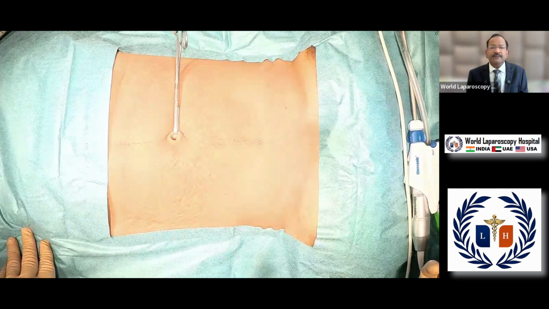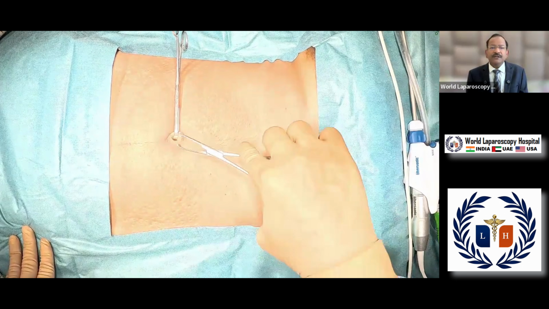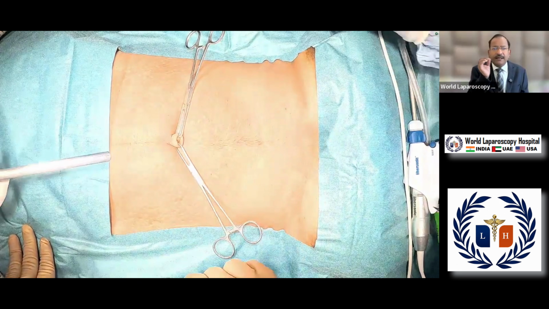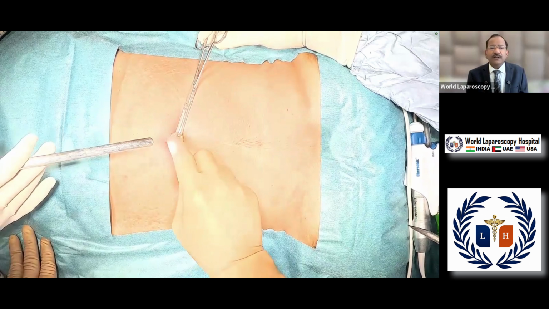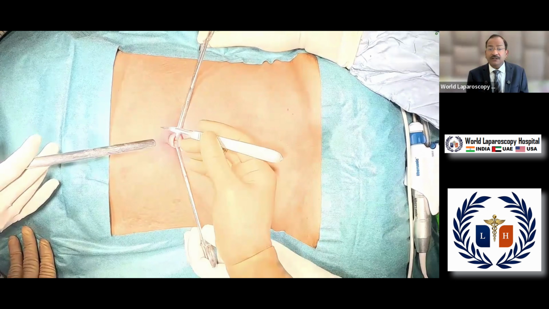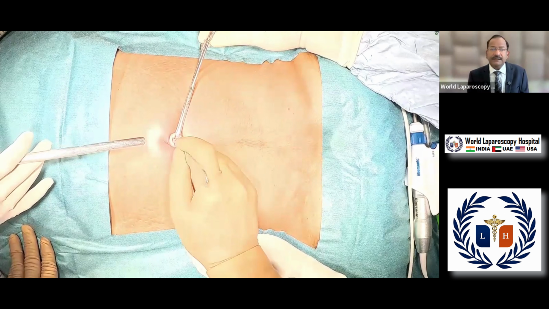This is one Ellis forceps. This is the other Ellis forceps. Then take a number 11 knife and give one small stab wound, only 2 millimeter, over the inferior crease. This is the inferior crease. This is not infraumbilical. This is the umbilicus, but the inferior crease.